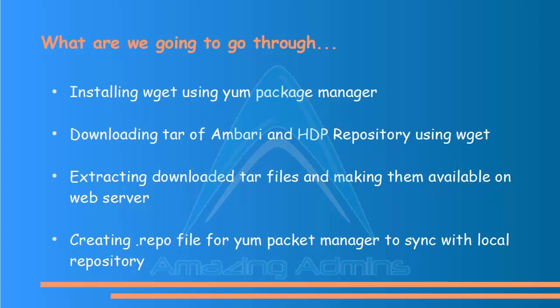So to create the local repository, we'll first have to install wget using yum. After that, we'll download the Ambari and HDP tar version of the repository. After the download completes, we'll extract it and put it into the /var/www/html folder, which is the root directory for the web server files. After creating the local repository for yum, we'll create the .repo file for the yum package manager so that it can locate the files required to be installed on a local repo server instead of going to the internet.